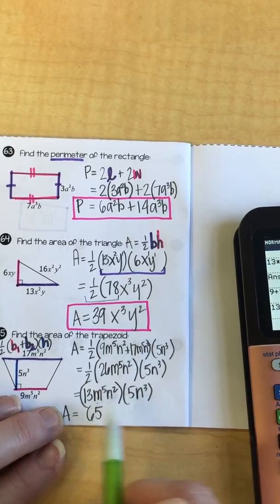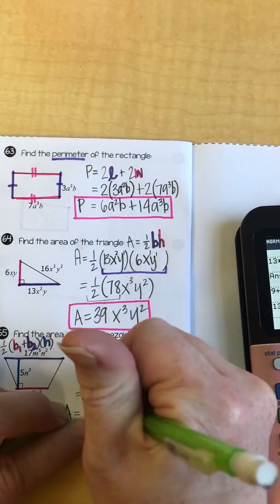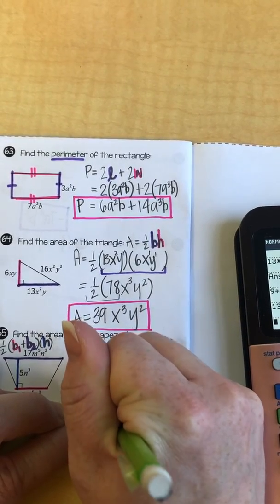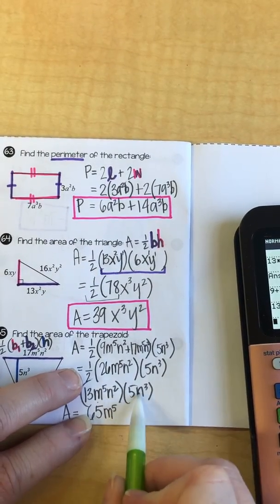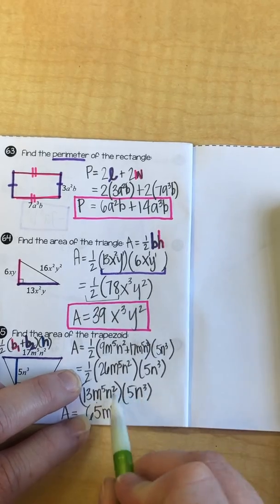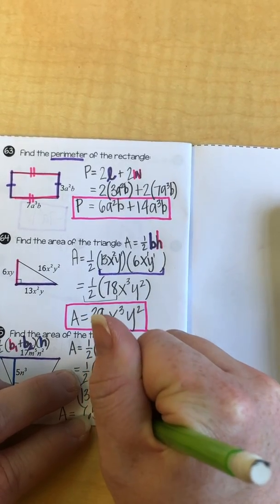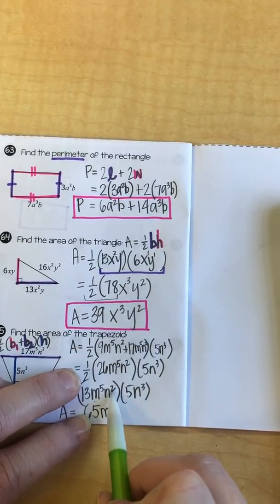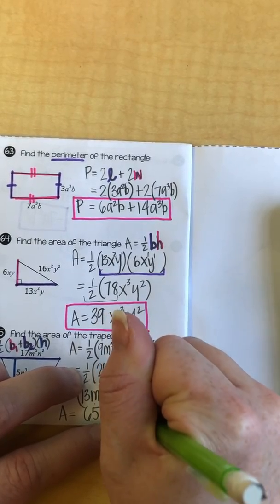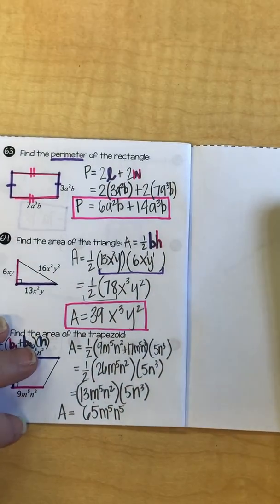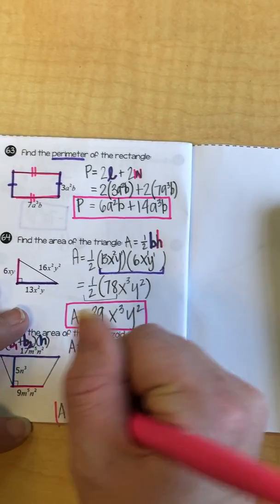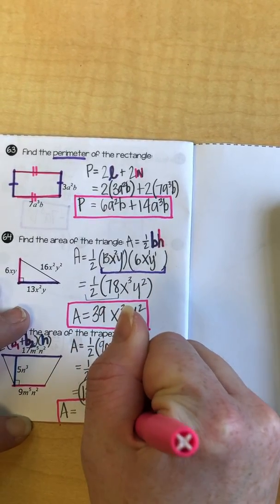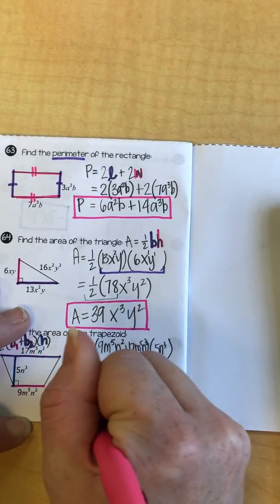M to the 5th, there's no other m to combine it with, so it's going to remain m to the 5th power. And then n squared and n cubed, I'm multiplying two things together with the same base. So I'm going to add their exponents. 2 plus 3 is 5. And that is my final answer for the area of my trapezoid.